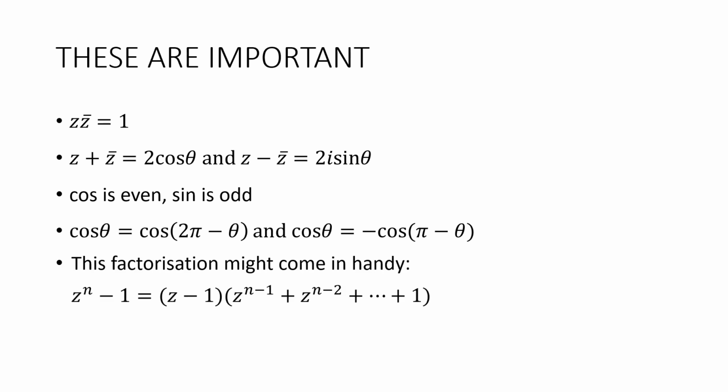And this factorization could come in handy. Basically, if you have anything that looks like this, it's going to be equal to z take away 1, and then the addition of all of the rest of them down to 1. So expand that out, say for a cubic, and make sure it makes sense to you.